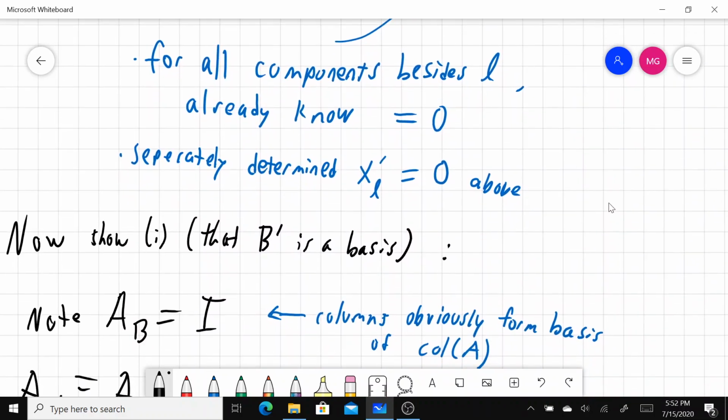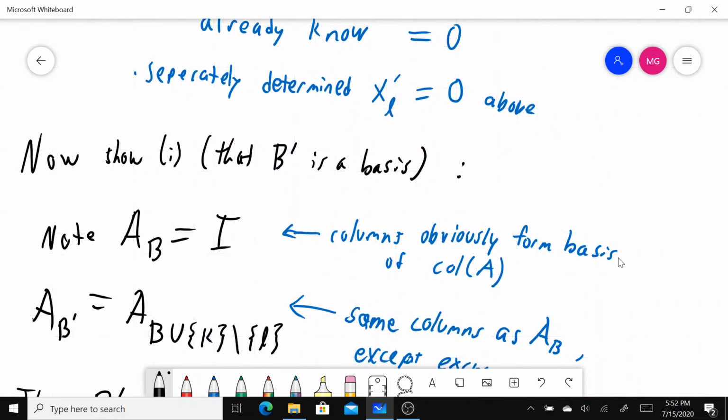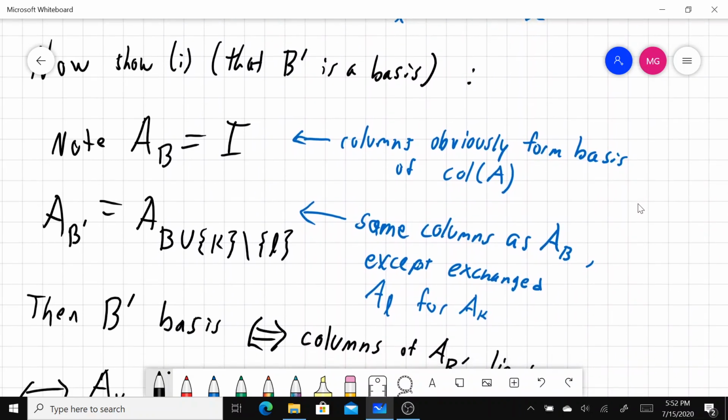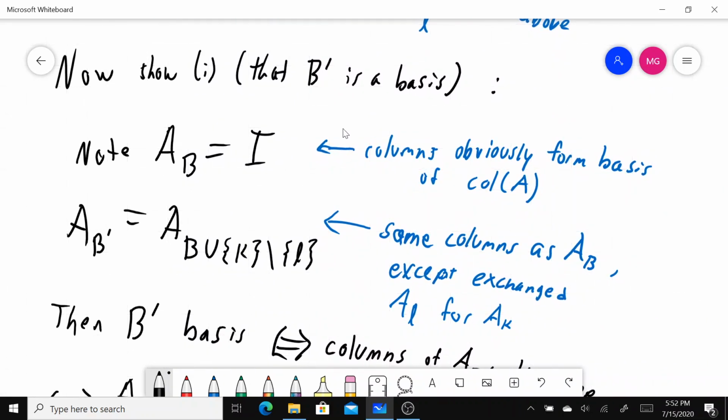Okay, so it's a little harder to show that B prime is a basis, although it's nothing overwhelming, but let's just go through it. So, why is B prime a basis? First, again, just remember B prime is very similar to B, but with an exchange. So first, the submatrix of A indexed by B, not B prime, but B, is the identity matrix. And actually, I'm not so concerned with the matrix itself. I'm more concerned with the columns that this matrix consists of. So don't think of this as a matrix. Think of it as a collection of columns.